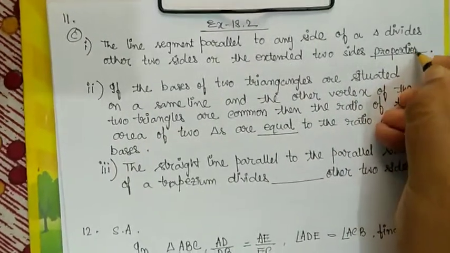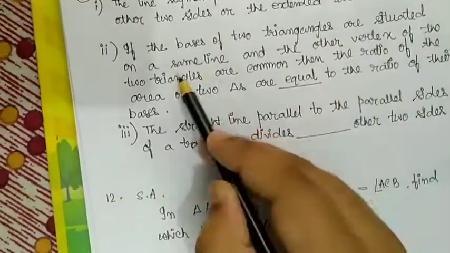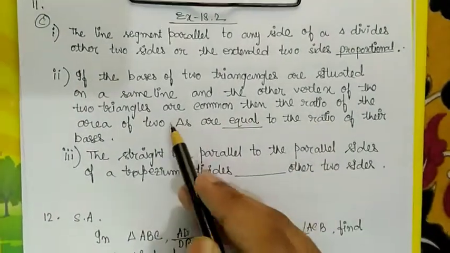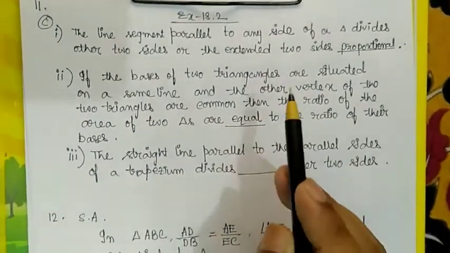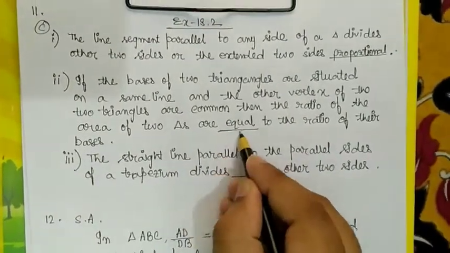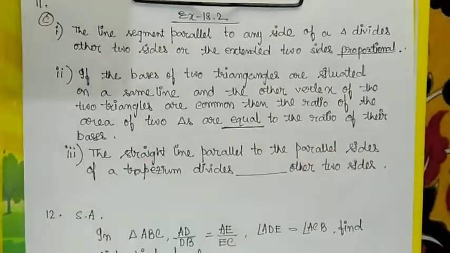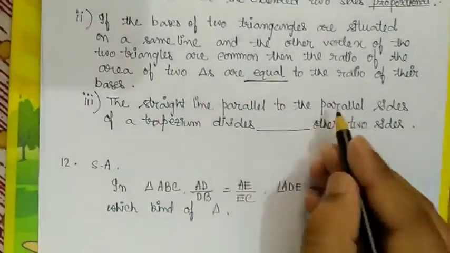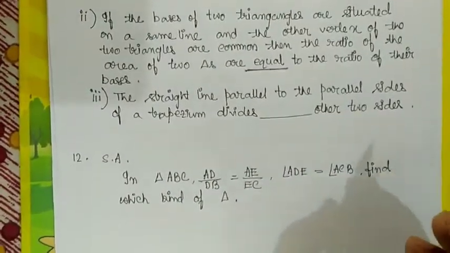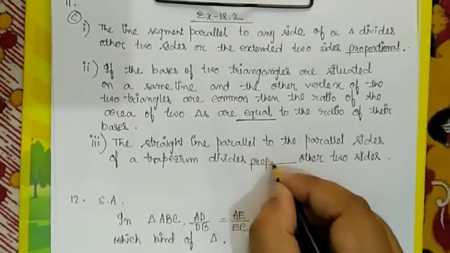This is proportional. And the next one: if the bases of the two triangles are situated on the same line and the other vertex of the two triangles is common, then the ratio of the areas is always equal, so the fill in the blank should be: equal to the ratio of their bases. And the third one is, the straight line parallel to the parallel sides of a trapezium divides the other two sides proportionally. These three short questions are very important.